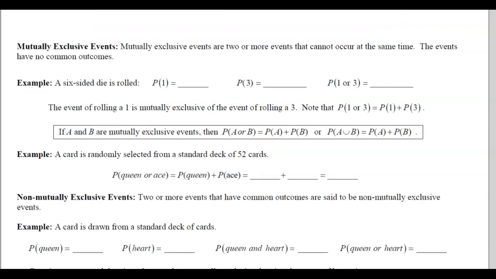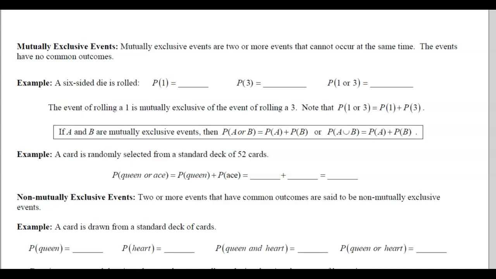And then, turn over the page, mutually exclusive events. What does that mean? Mutually exclusive events are 2 or more events. You can only use this wording if you have 2 or more events happening. Those events are mutually exclusive if they cannot occur at the same time, so they have no common outcomes that could overlap with each other.